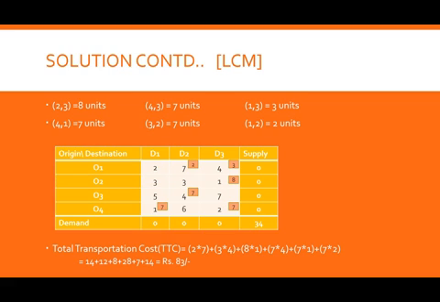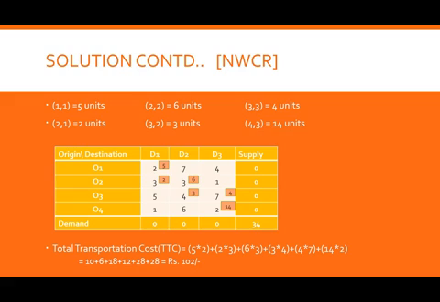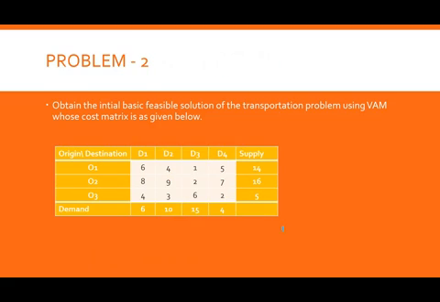So we got the TTC to be 80. When I solved the same problem using LCM, I had got an answer of 83. Same problem with NWCR, I had got 102. So one thing that you observe here is VAM is giving you a better solution than NWCR and LCM. Will it hold good for all the problems? Let us have a look by taking another problem.